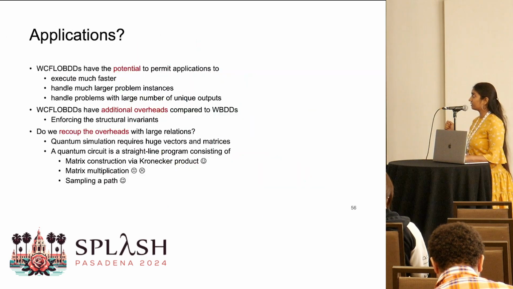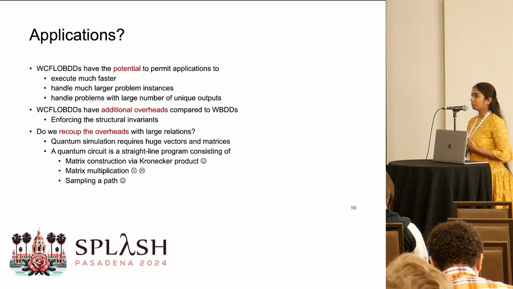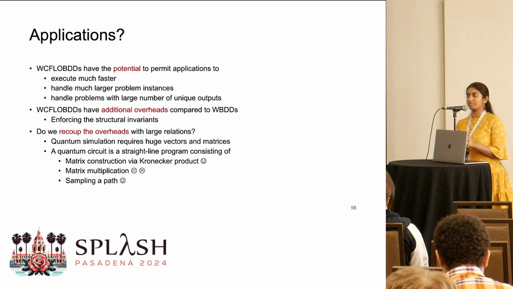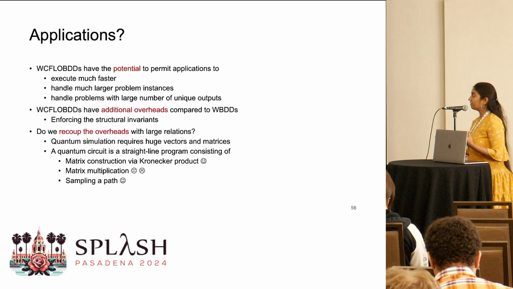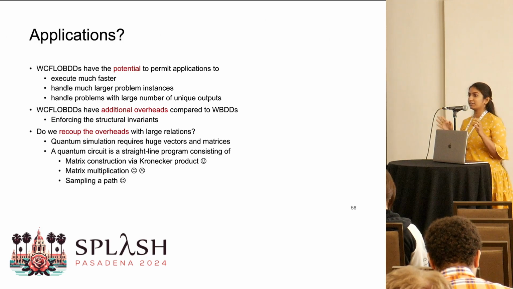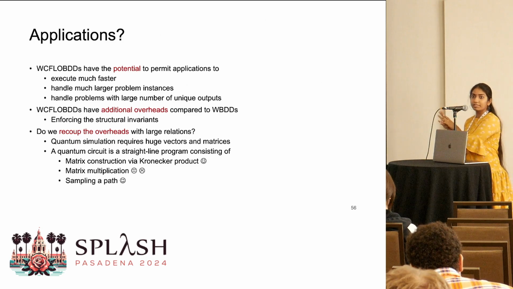So far we have seen what weighted CFLOBDDs are. Now we'll see their application. Weighted CFLOBDDs can scale to much larger problem sizes because of this compressed representation. They can also handle problems with a large number of output values. However, they have some extra structural constraints that you have to add. As I was saying, you have to have the A connection and B connections and appropriately have the edges. Even the level 0 groupings have to appropriately be assigned the values so that you have a unique representation.